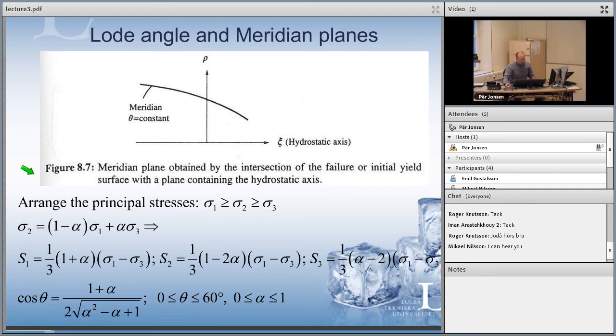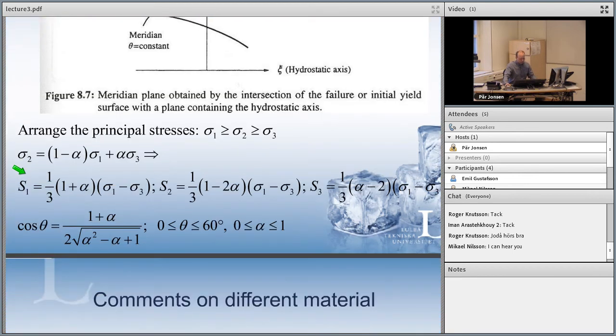(1 plus alpha) divided by 2 times the square root of alpha squared minus alpha plus 1. But this is only valid then for 0 to 60 degrees, and alpha 0 to 1. So this is a restriction now, because you know that you only need 60 degrees. Whatever loading condition you have, if you arrange your principal stresses like I told you, you can always use this relation to find the direction on this deviatoric plane.